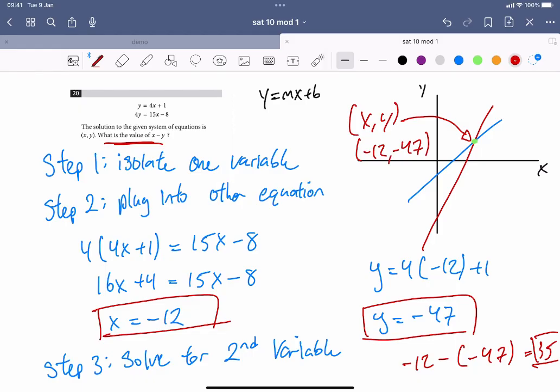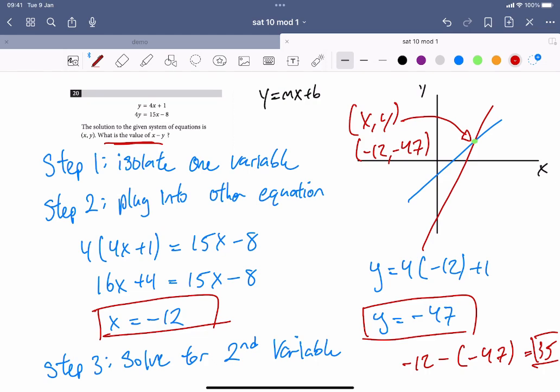This question just pretty much tests: are you able to recognize a system of equations, and what do you do given a system of equations? How do you solve it? How do you isolate one variable? Do you know to plug it into the second equation? And I could go a bit deeper into this.